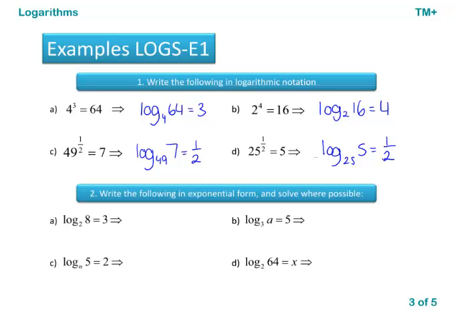If we're going the opposite way, write the following in exponential form and solve where possible. My base is still the same, the power becomes a 3, and the answer is 8. And it makes sense, 2 cubed is 8. In this one, base is 3, power becomes 5, answer's 8. Now you can work that one out. You can do 3 to the power of 5 on your calculator and find out that that's 243.